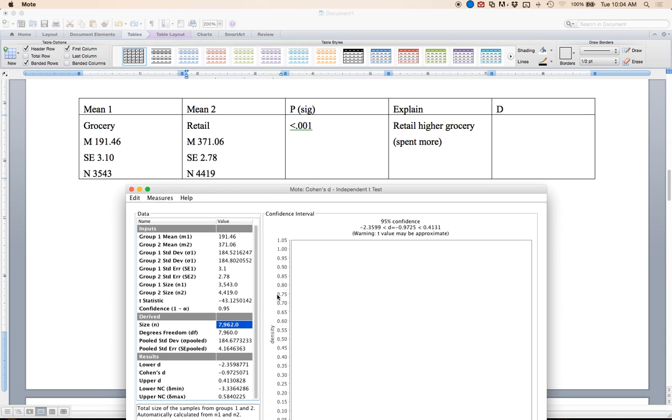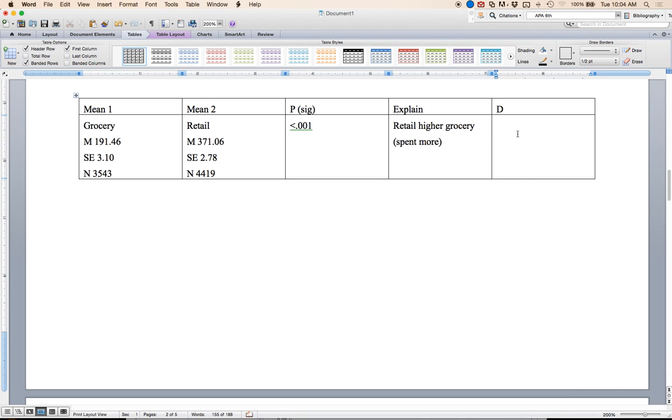Now I didn't run T, so I can't test if that T is right, but this is a big difference. So I'm going to come down here and look at Cohen's D is negative 0.79. Remember, the negatives don't matter, so I'm just going to say, oops, 0.97. Sorry. So that's a large effect size difference between the two. I mean, look at the means. It's 191, 371, so it's a pretty big difference.